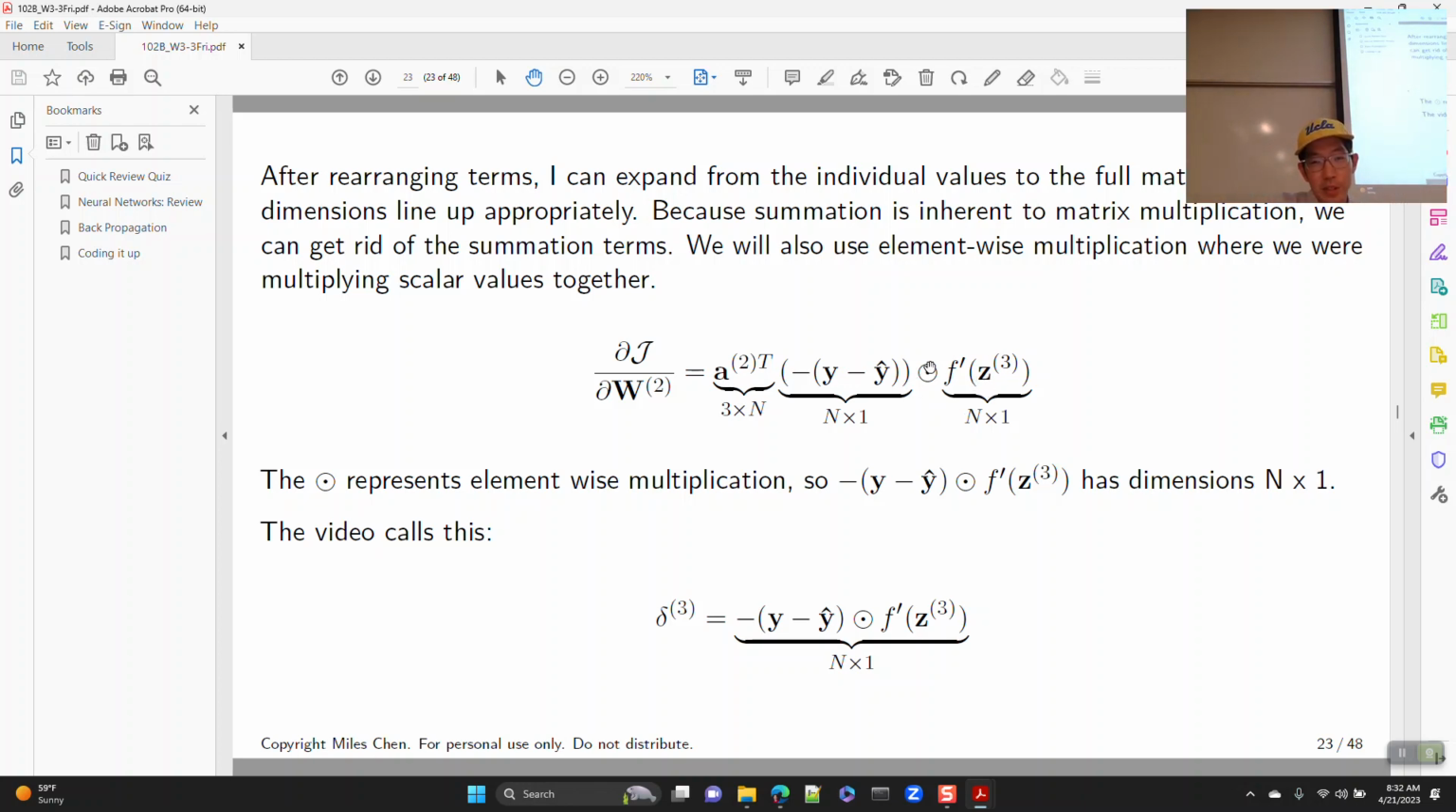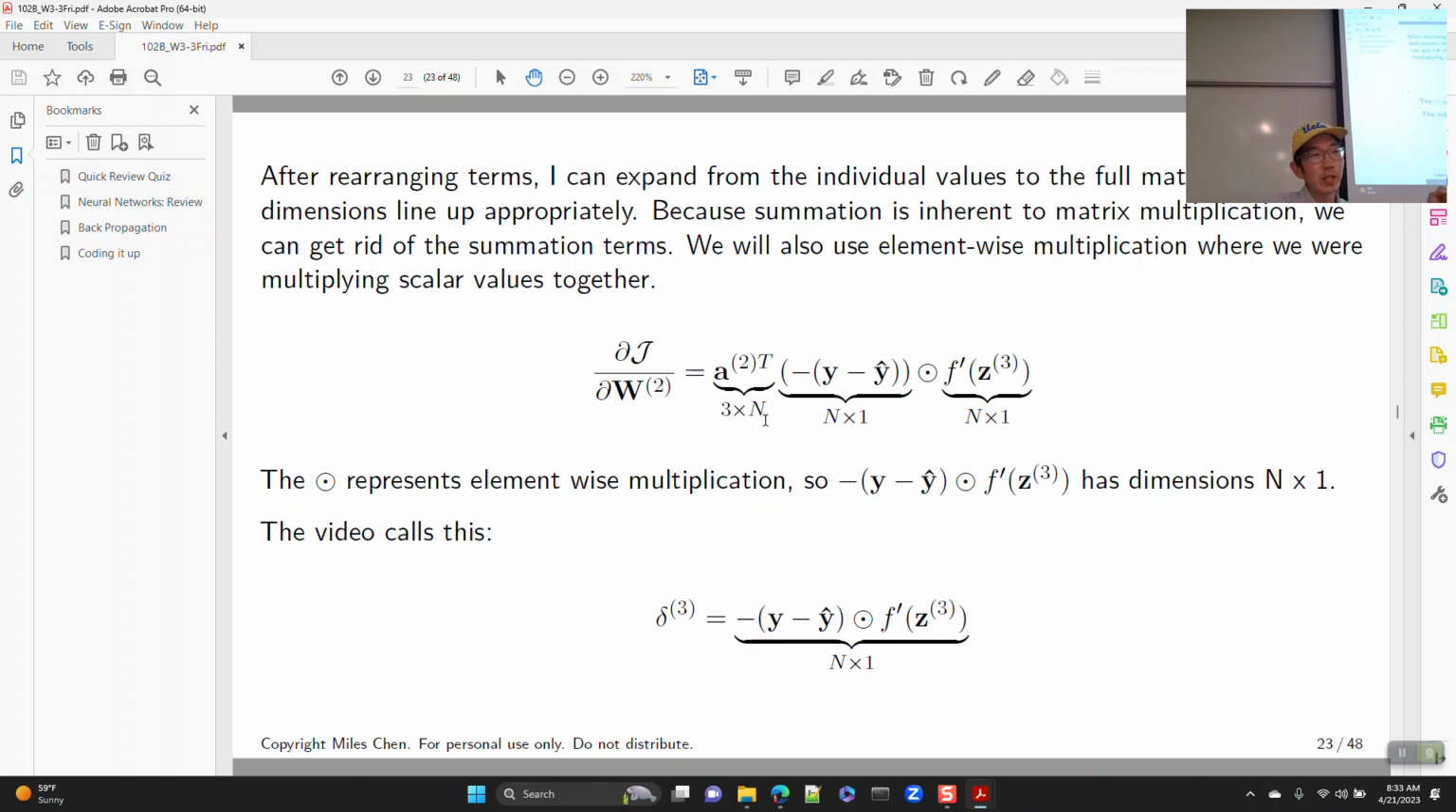So this is the element-wise multiplication there, right? The product of this and this is going to be n by 1. If you follow the Welch Labs video, the author calls that delta 3, but it's just this n by 1 matrix, n rows, 1 column. Then if I multiply this by this, the result is going to be a 3 by 1. And that handles all of the summation, okay?